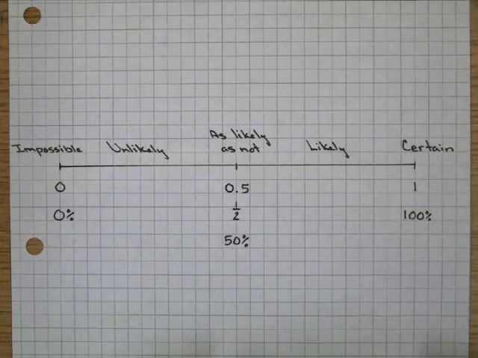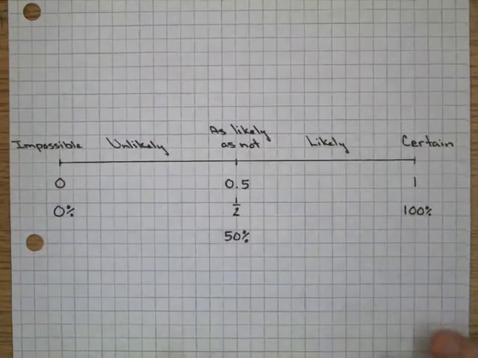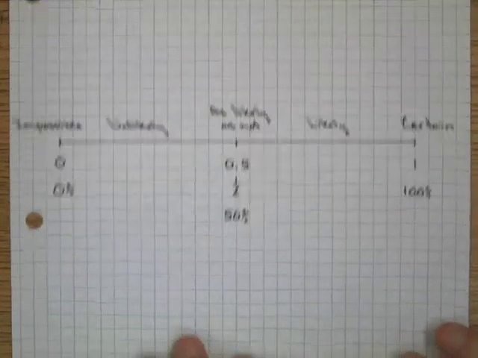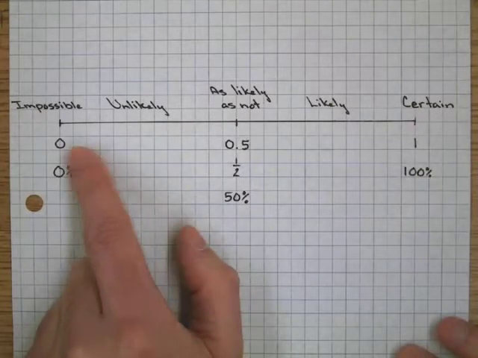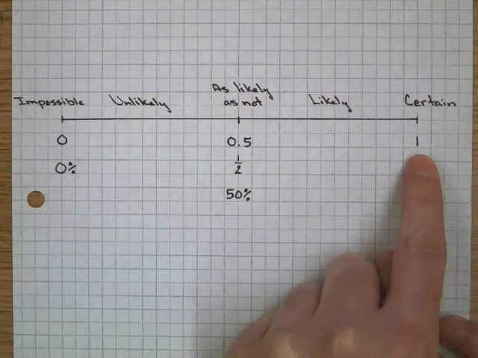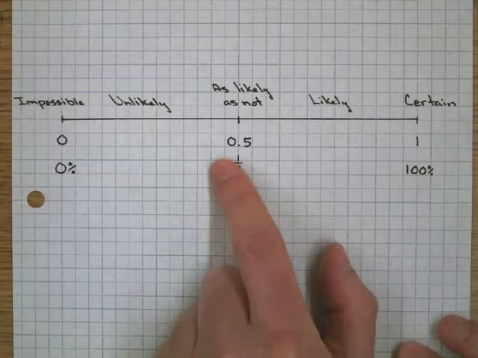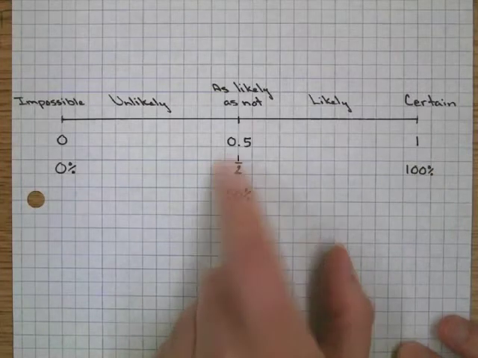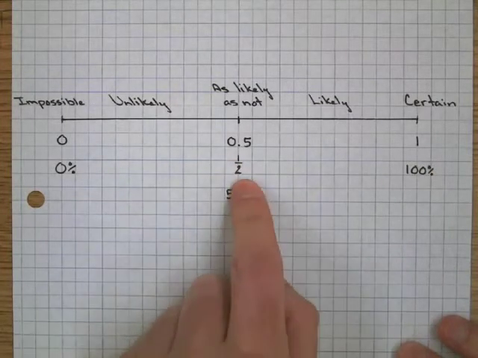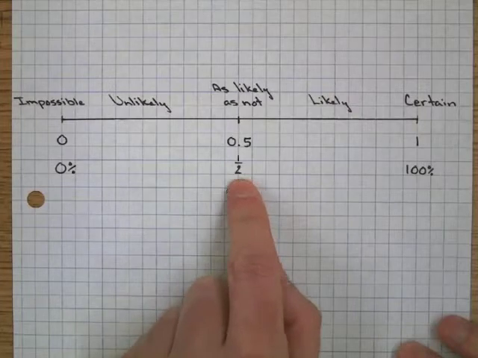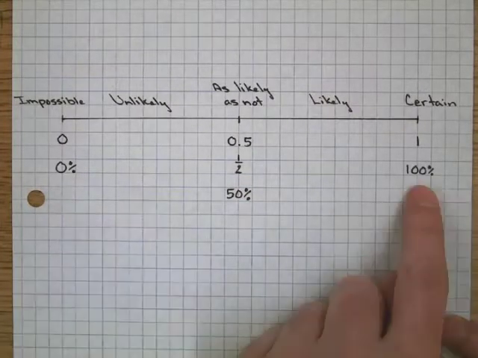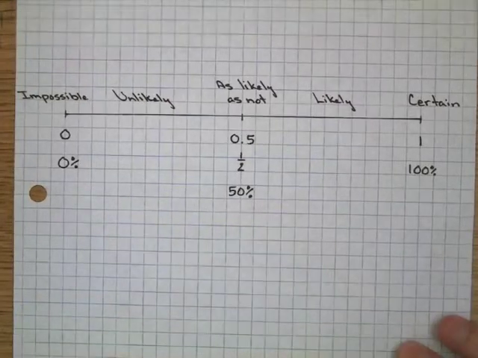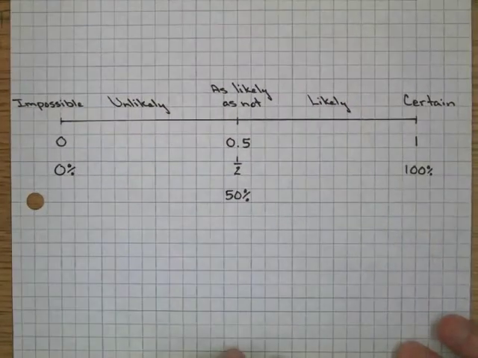So probability can be looked at in a couple of different ways. It can be done as a number, as a decimal from 0 to 1, and in between you could say that that's 5/10. It could also be looked at as a fraction, so 0 to 1 with 1/2 in the middle, or as a percentage from 0% to 100% and 50% being in the middle.